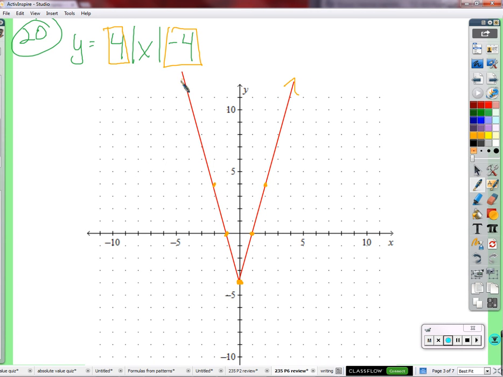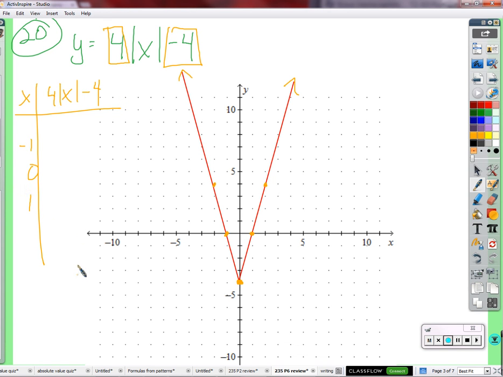It's down 4, so it's still going up. If it were going down, it would be because there's a negative there. Just to confirm this, let's draw a table: 4 times the absolute value of x minus 4. I think it's centered right at x is 0, just like a normal absolute value.